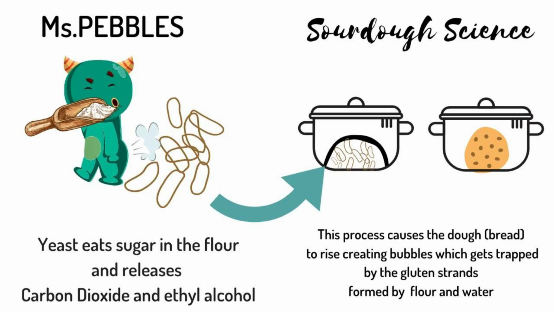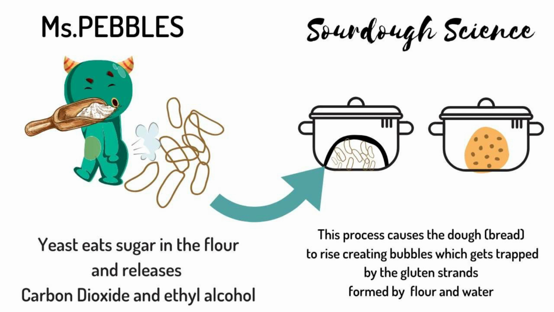You definitely need some kind of leavening agent to rise your bread or cake for that matter. Now that is what the wild yeast in here does. But wild yeast needs food to grow and multiply and thrive and build a beautiful environment. So where does the food come from? Simple, it comes from the flour. So the wild yeast eats the sugar present in the flour to grow and multiply, and as a byproduct releases carbon dioxide and ethyl alcohol.